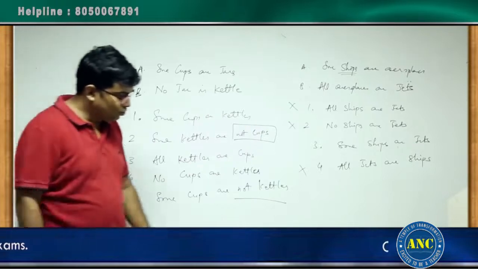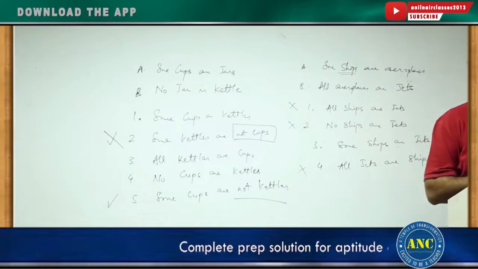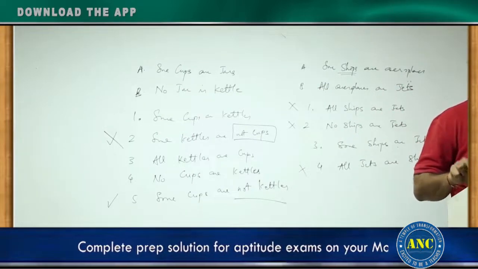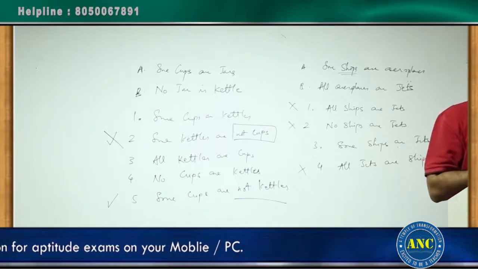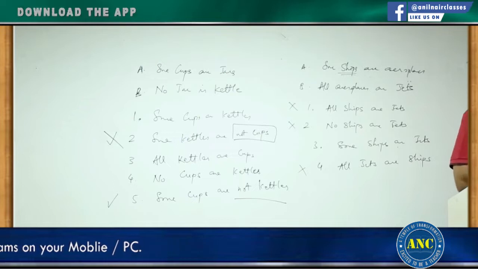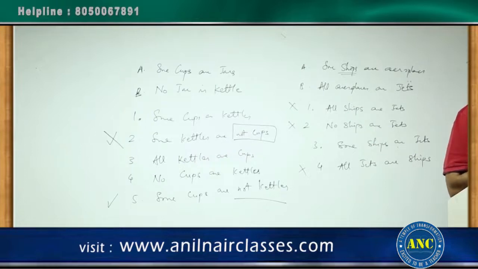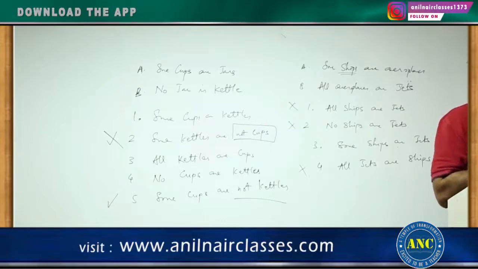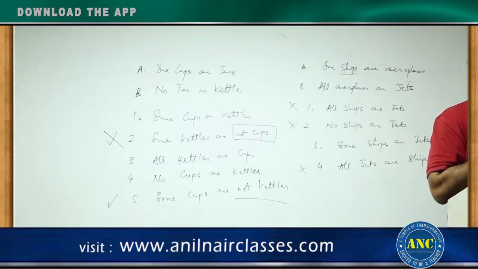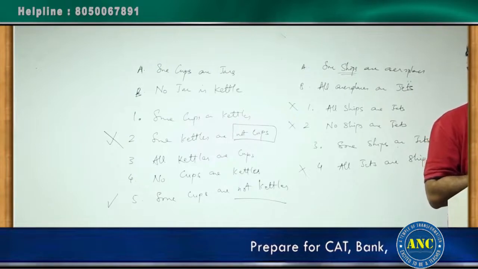So let's take rule 2. No term can be distributed in the conclusion unless it is distributed in the premise.